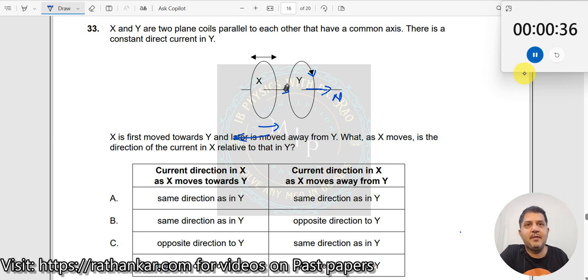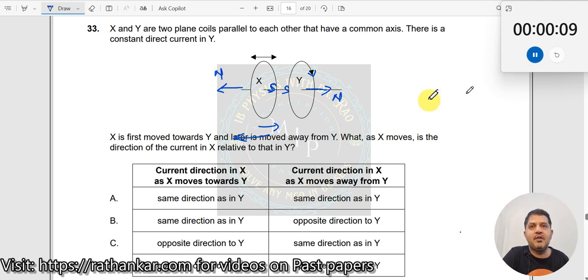The south pole of Y is now nearby to X. As a result, X will start rejecting it. In other words, this side should become a south pole over here. When this becomes a south pole, what happens? The current should now be in this direction, so that this becomes your north pole, right? The thumb is now indicating this direction, so therefore in X, this should become your north pole.